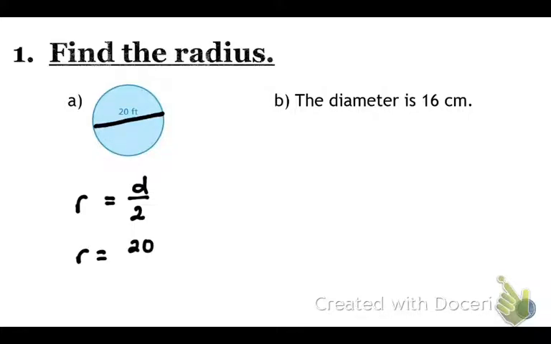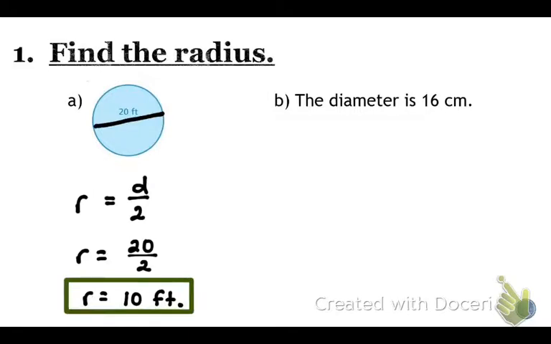20. Okay, now we're going to divide 20 divided by 2. Abigail, what is the radius? 10. Now, whenever we have this, we want to attach the units, so this is going to be 10 feet.